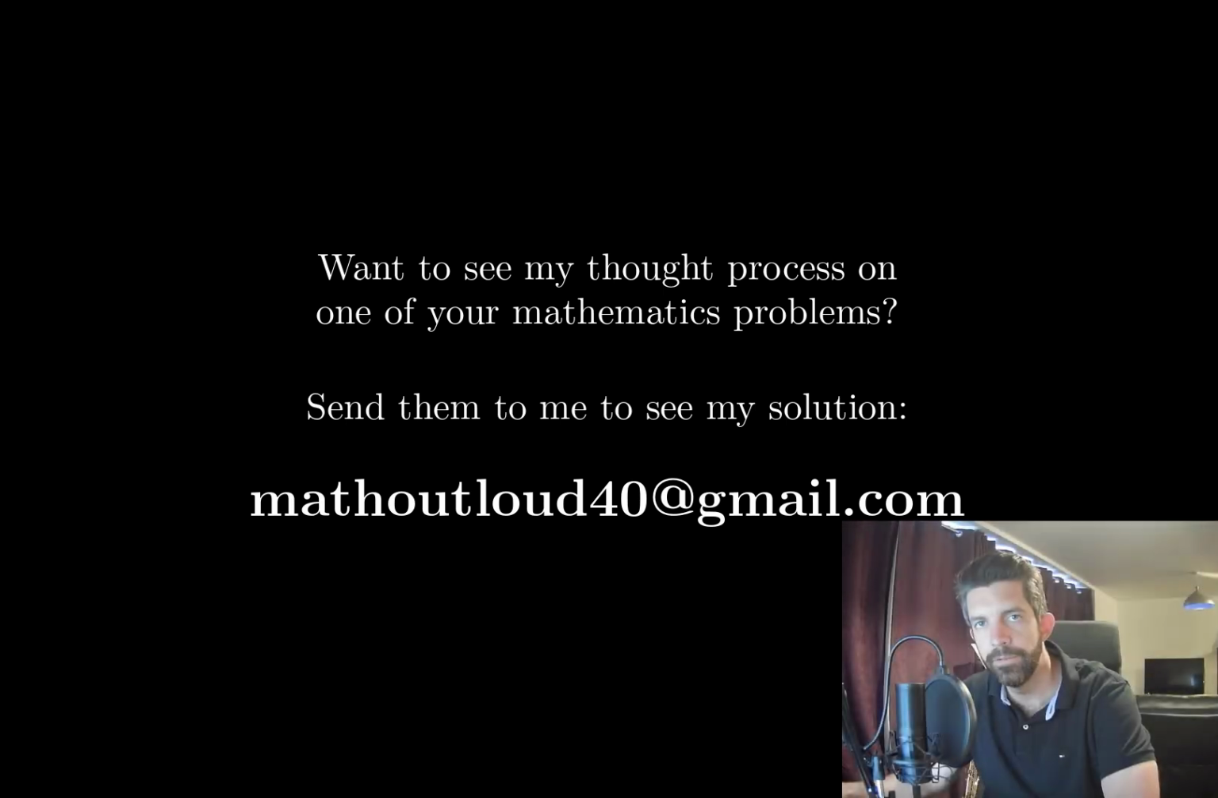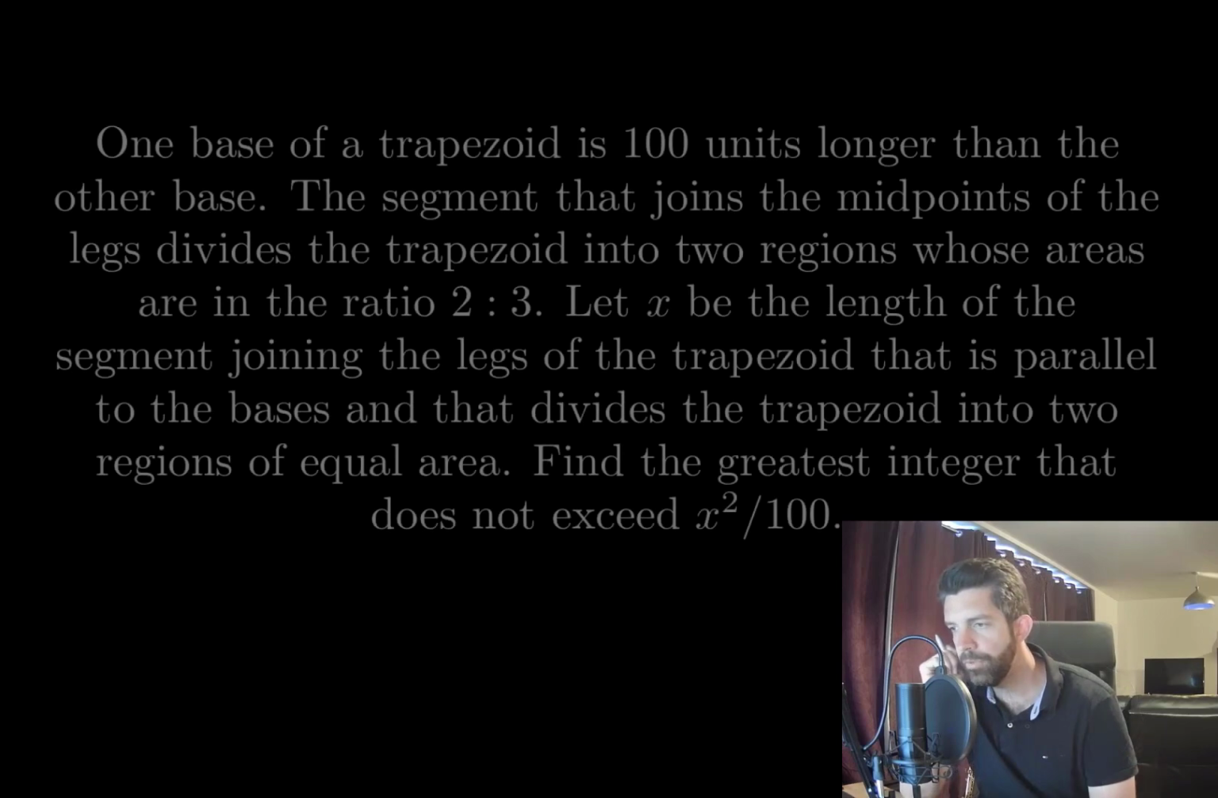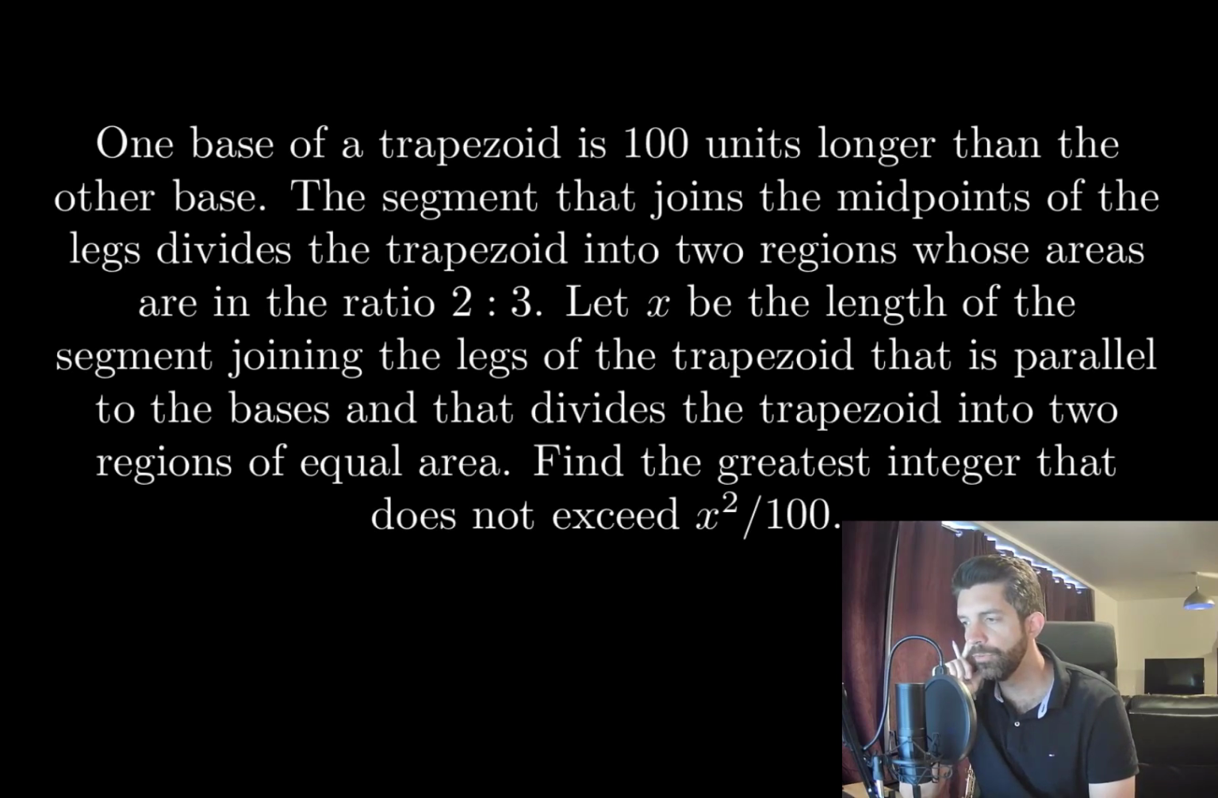Hello everyone, let's take a look at our next problem. One base of a trapezoid is 100 units longer than the other base. The segment that joins the midpoints of the legs divides the trapezoid into two regions whose areas are in the ratio 2 to 3. Let x be the length of the segment joining the legs of the trapezoid that is parallel to the bases and that divides the trapezoid into two regions of equal area. Find the greatest integer that does not exceed x squared over 100.